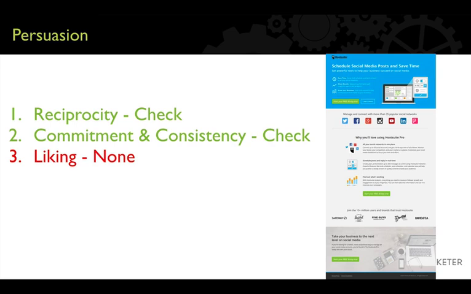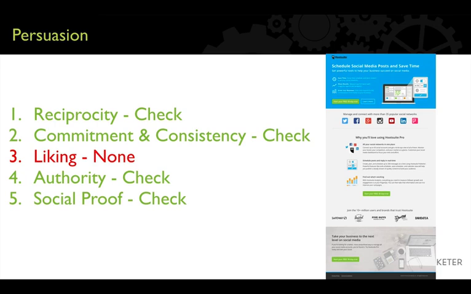Referral methods, so there's nothing really there for that. Authority, check. They're really appealing to authority with that 10 million user base and listing brands such as Five Guys and the other brands that they had listed there. Social proof, check again. They're using that 10 million number as a social proof factor, as well as mentioning the brands again.